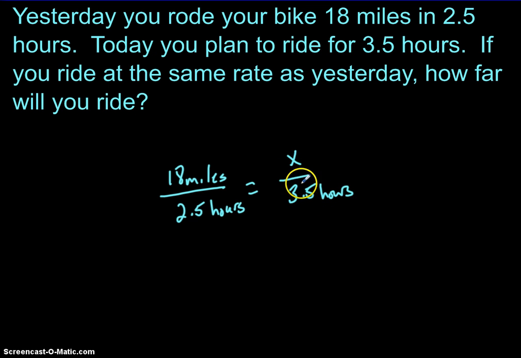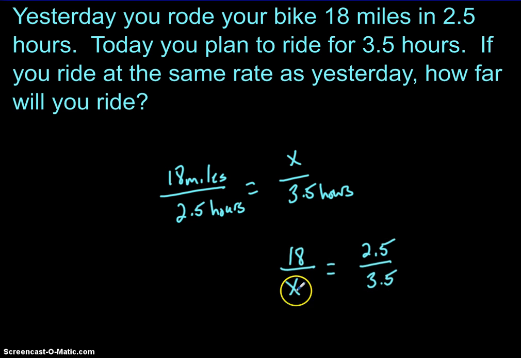Okay, so you see here, I've got miles on top, hours on bottom, miles on top, hours on bottom. There's also another way we can set that up. I've got 18 miles to the unknown amount of miles. Then I've got 2.5 hours to 3.5 hours. Okay, again, 18 and 2.5 are on the top. Then I have the unknown amount of miles with 3.5 on the bottom.